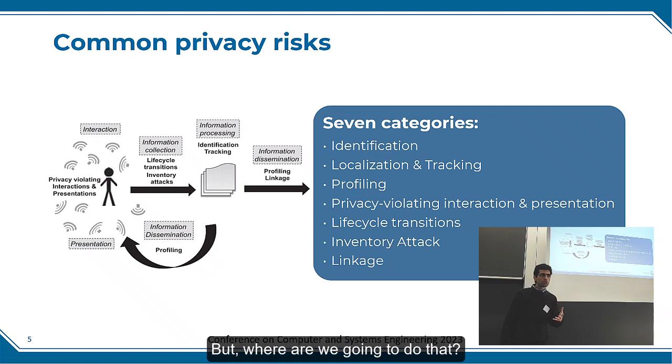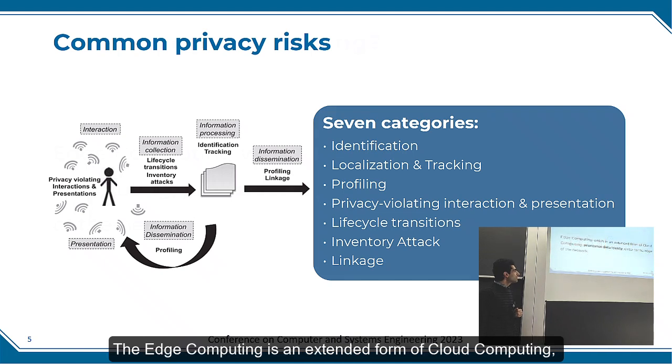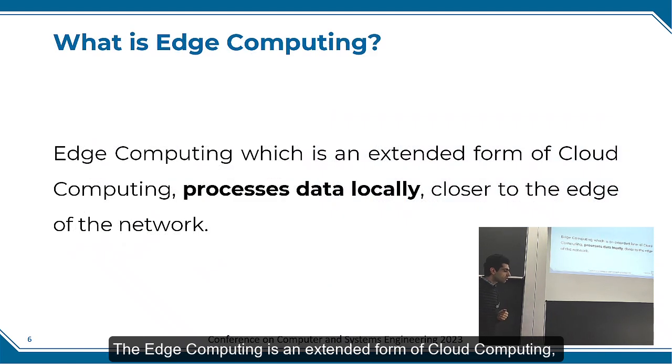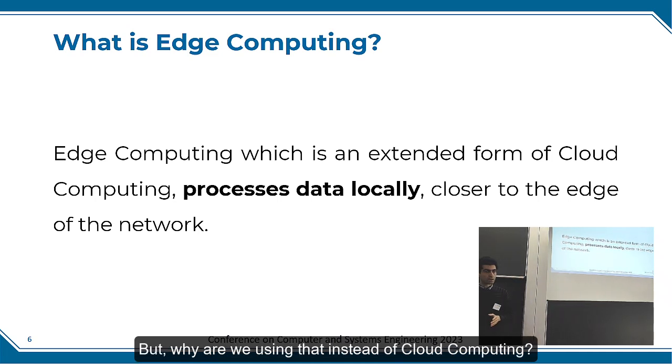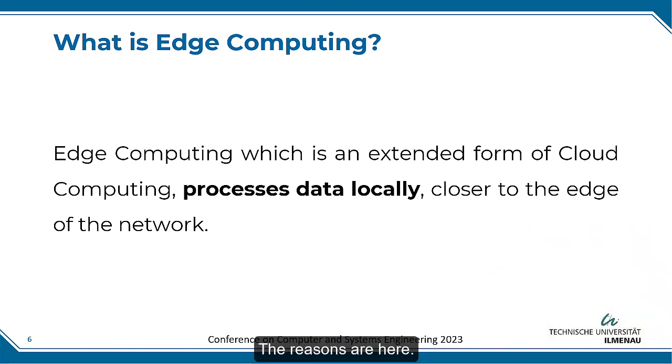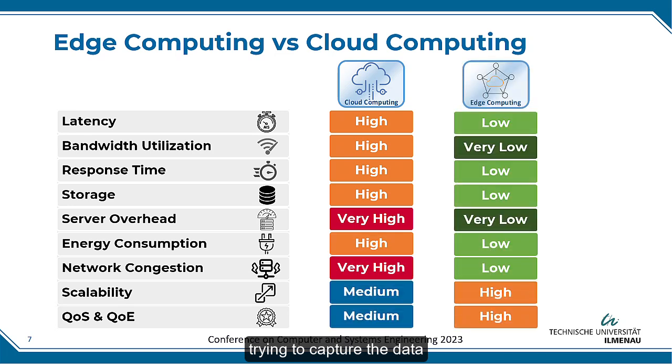But where are we going to do that? We are going to present now edge computing. Edge computing is an extended form of cloud computing, which does great because it processes data locally. But why are we using that instead of cloud computing? The reasons are here. Imagine that there are so many IoT devices trying to capture data and transfer it with wired or wireless cables to the cloud servers, where it's going to be processed and then come back. So we are having a major delay here.